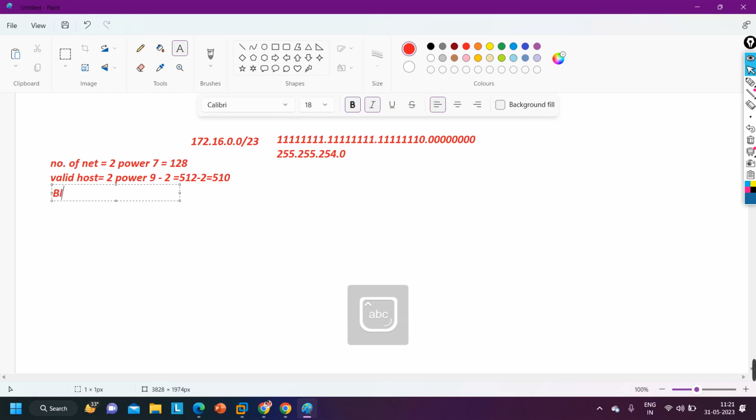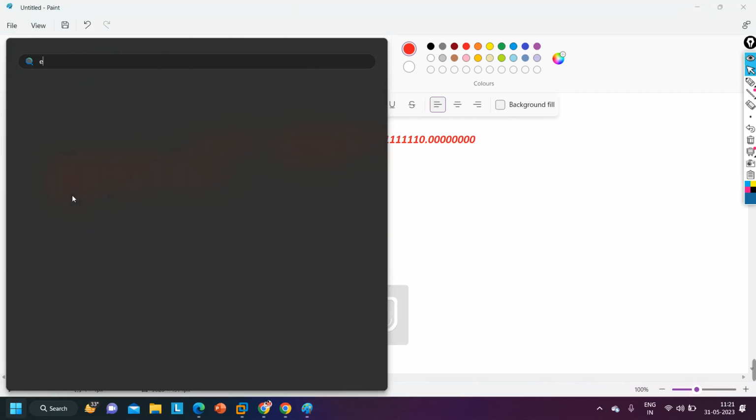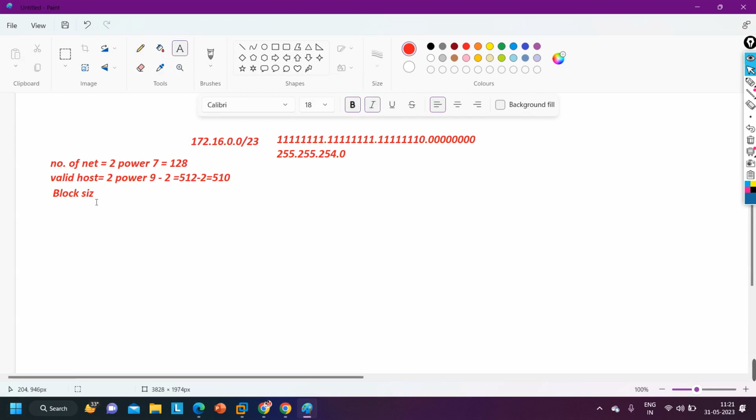Now the question is block size. So block size is 256 minus the subnet mask of that octet where the last one is on. That is 254. So 256 minus 254 will be 2. So block size tells us from where my next network will start.